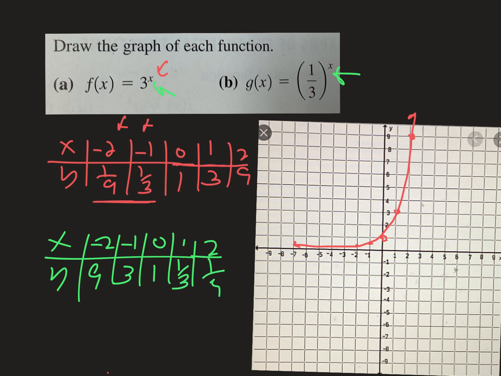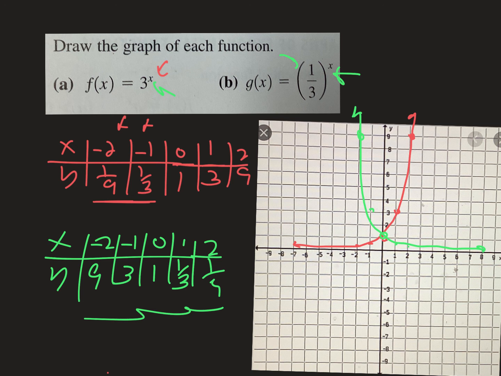So it's going to be just the opposite. Negative 2, 9. Negative 1, 3. 0, 1 still. 1, 1/3. 2, 1/9. So it's going to do this. It's actually going to fall left to right instead of grow. Again, it's never going to go below the x-axis because there's no way to make the y's negative down here, because I've got a positive 1/3, just like I had the positive 3 earlier. It's just basically the reflection of that graph.